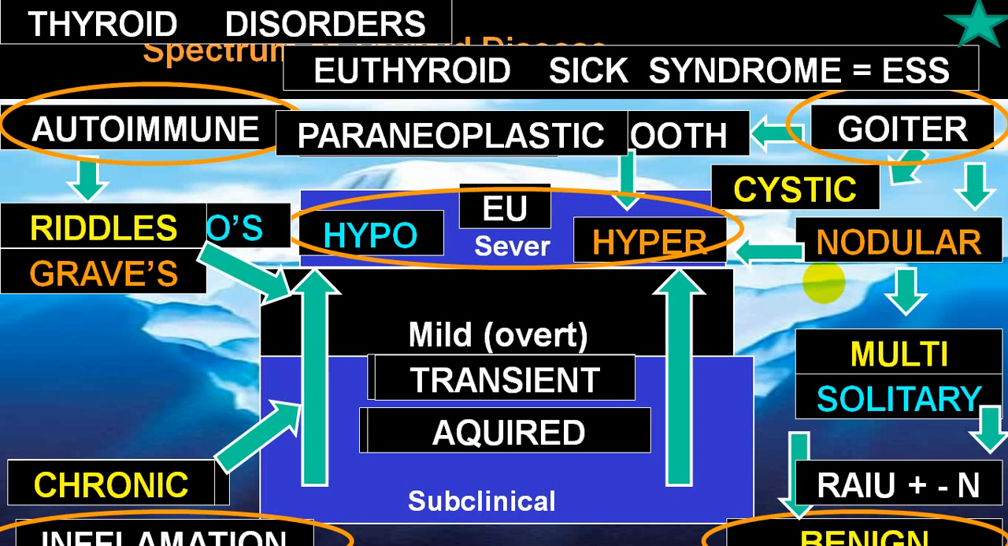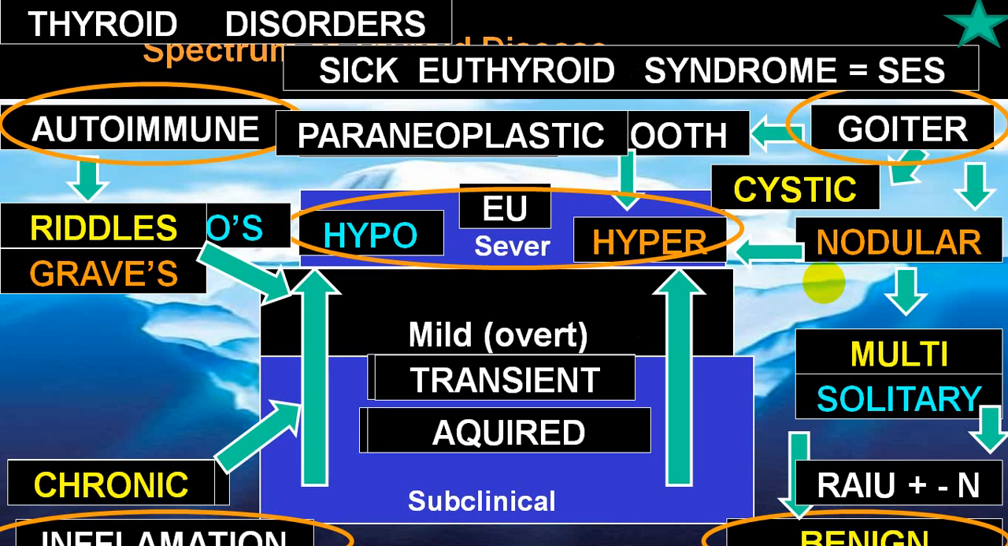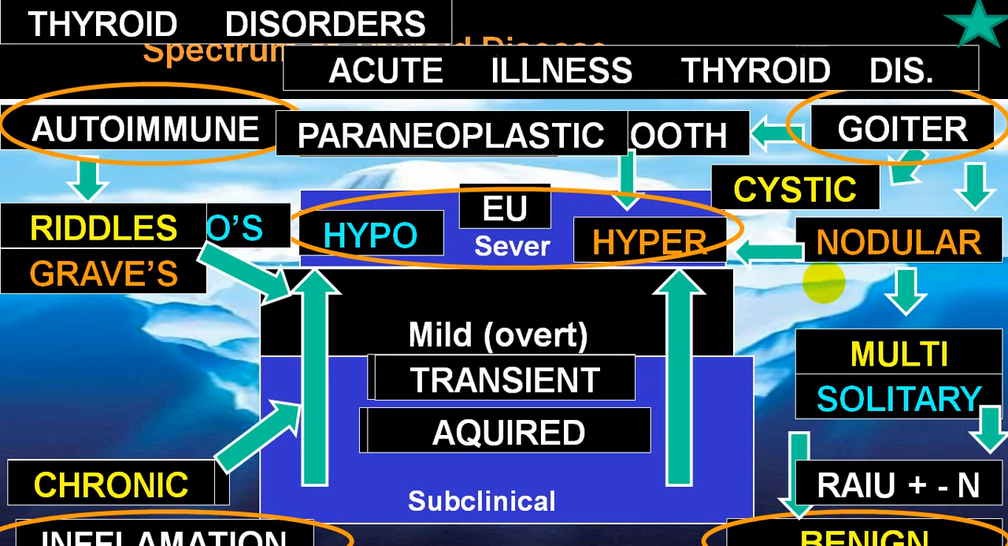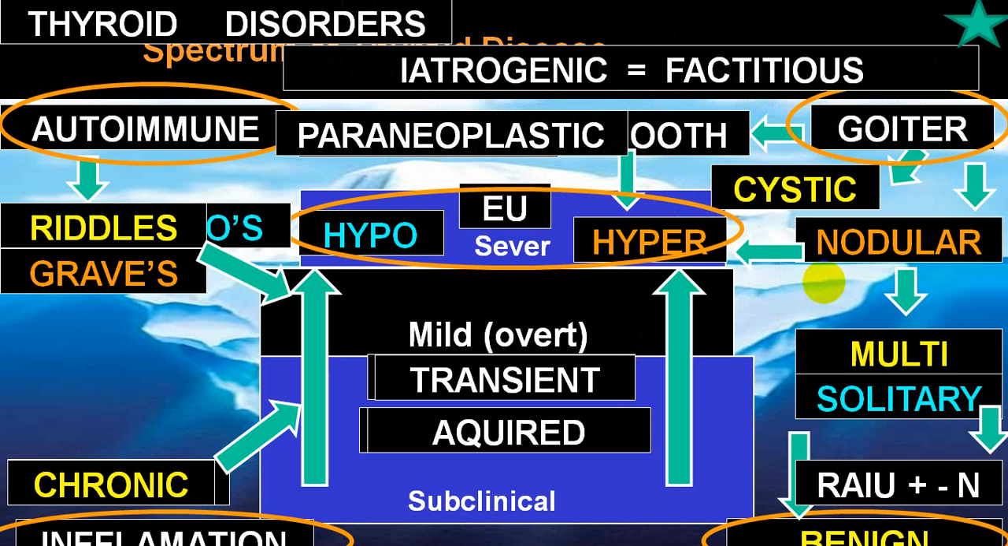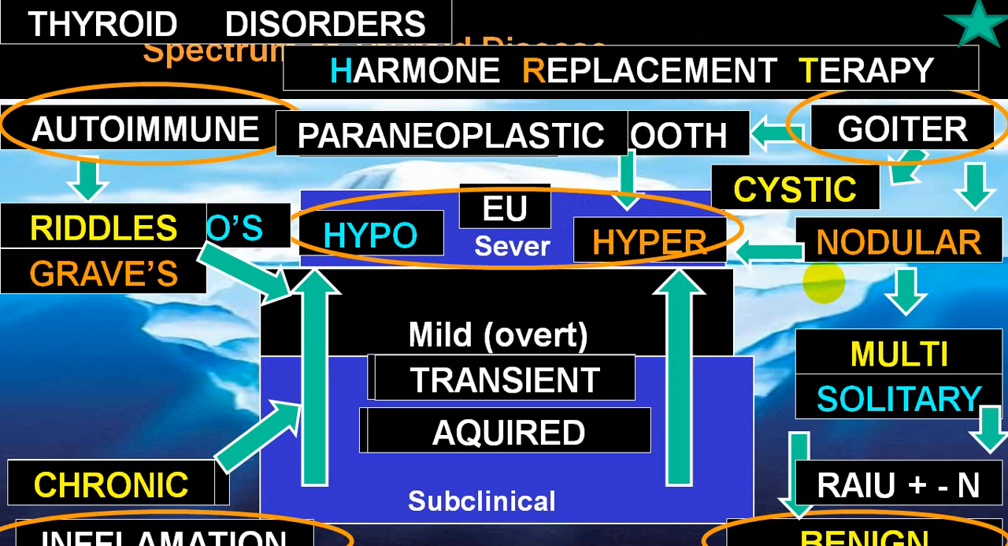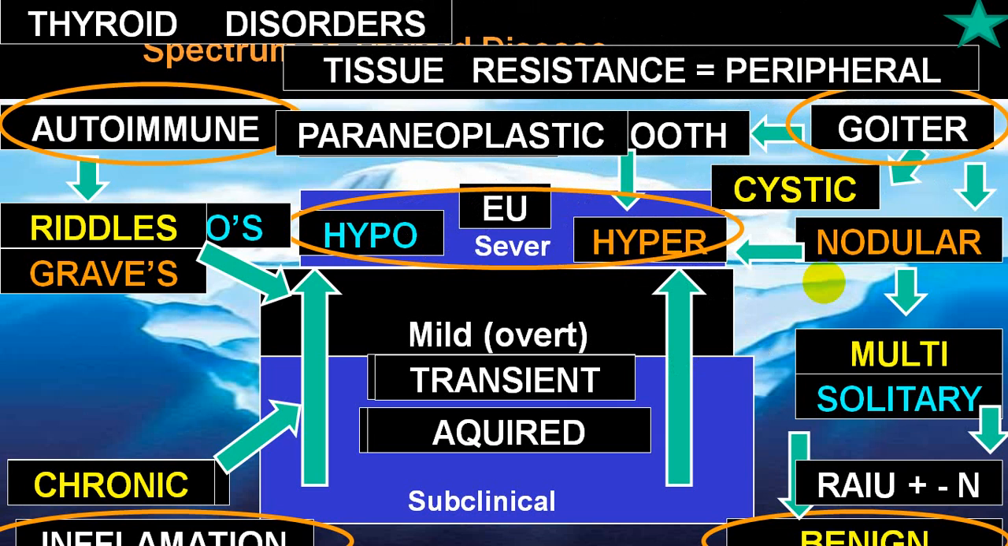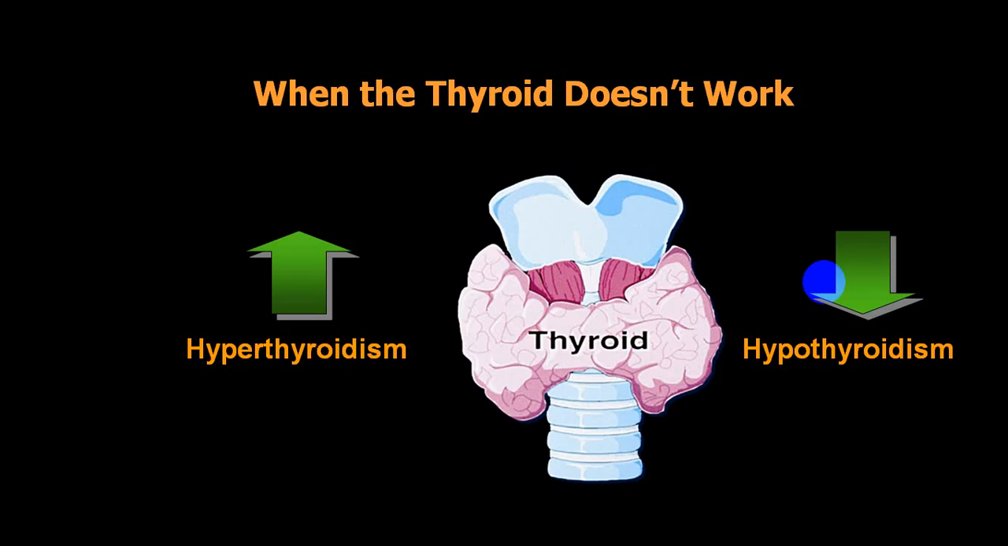In a person who is sick, you can have a euthyroid sick syndrome. Same thing is called a sick euthyroid syndrome, or also you can call it acute illness thyroid disorders. Because of treatment, you can produce iatrogenic or factitious thyroid disorders, maybe because of drug, maybe because of surgery, or maybe because of radiotherapy. You can have disorders secondary due to antithyroid drugs, hormone replacement therapy, or tissue resistance, etc.